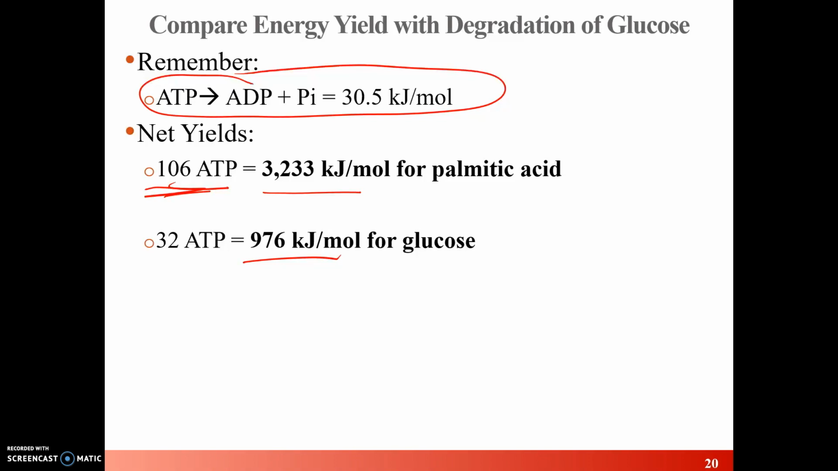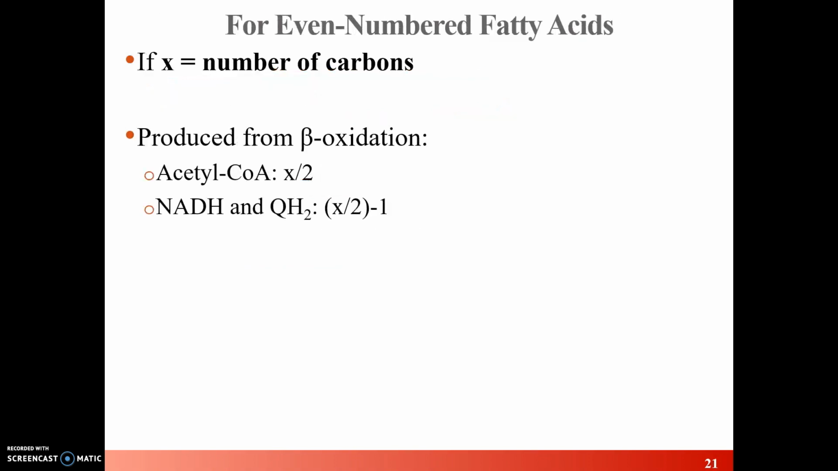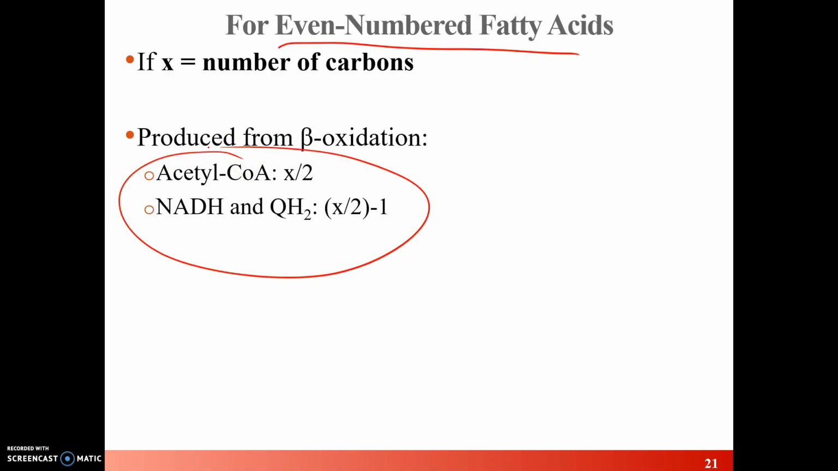And so, therefore, you get more energy as a result. Okay, this was the math I was talking about, once again, for even-numbered carbons. If you're trying to figure out how many coefficients are going to be on your acetyl-CoAs and your NADHs and stuff in your beta oxidation, you're going to have to do the number of carbons. If that's X, then acetyl-CoA is X divided by 2.